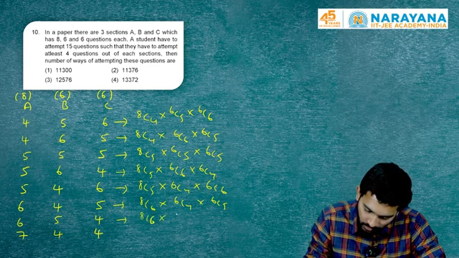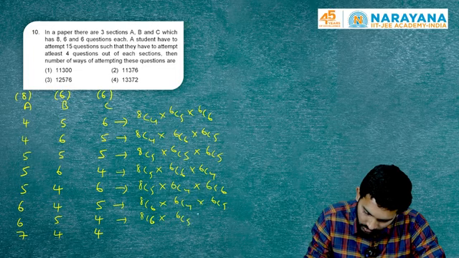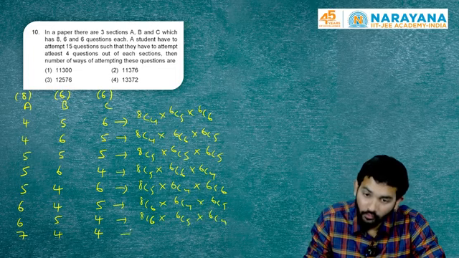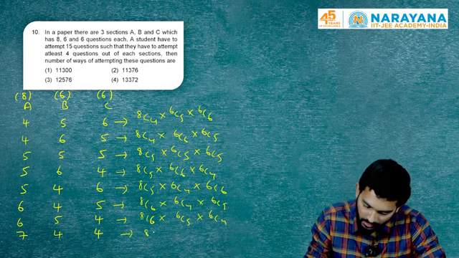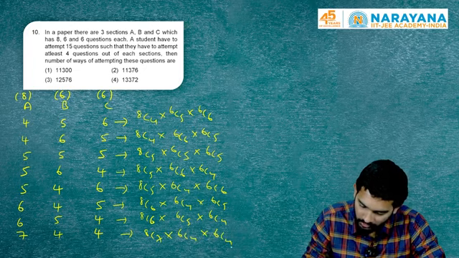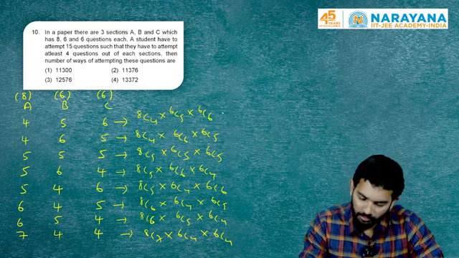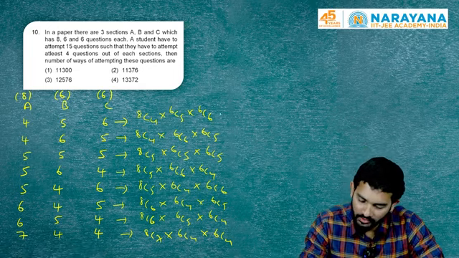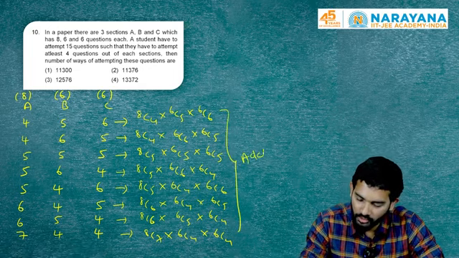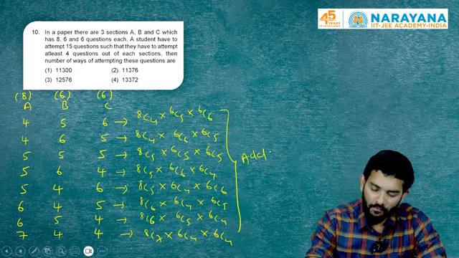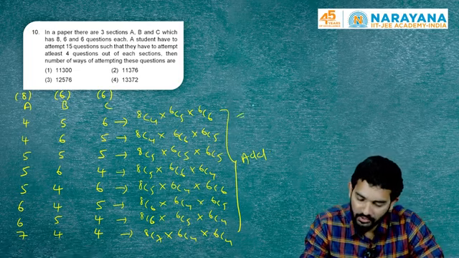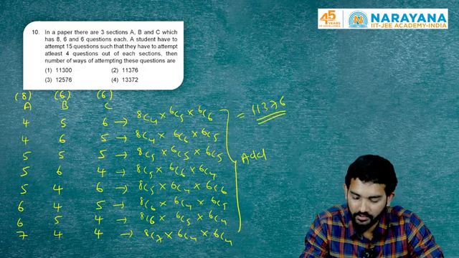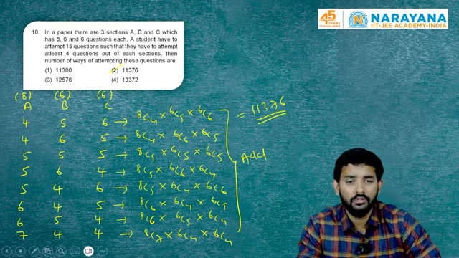8C6 into 6C5 into 6C4, and 8C7 into 6C4 into 6C4. Now if you simplify these things and add all of them, because there are different possibilities, after simplification you will get this sum as 11376, which is option 2.